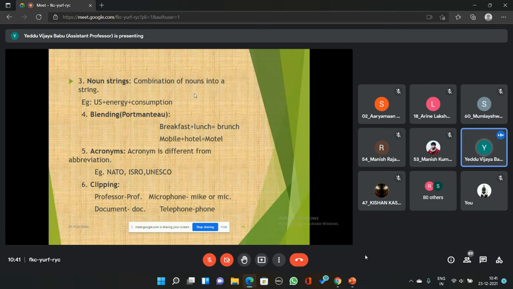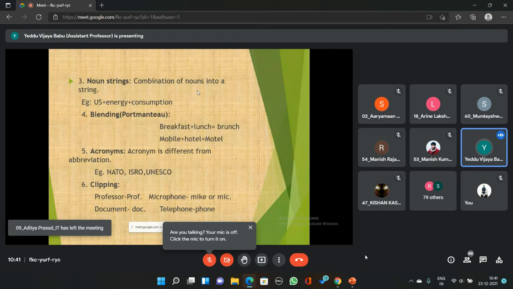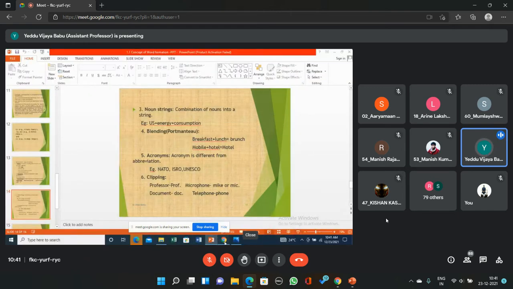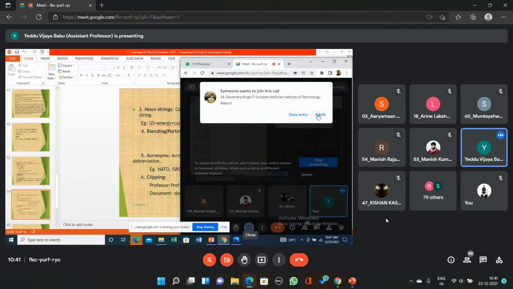All technical aspects, for example, Airtel. Some 20 years ago, Airtel was probably not there. If I'm not wrong, some 30 years ago, the word Airtel was not there. But it is a created word. It's like motel or mobile. There are so many words like this. Breakfast plus lunch, the combination is brunch. The word motel is from motor and hotel. So this process is called the blending process.